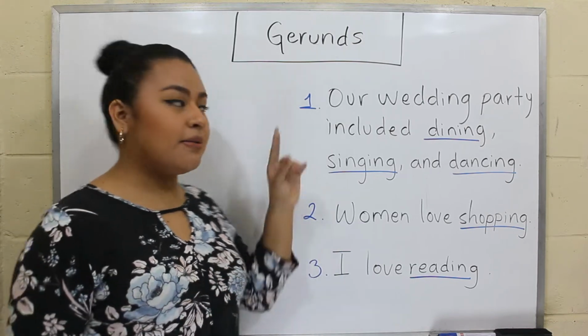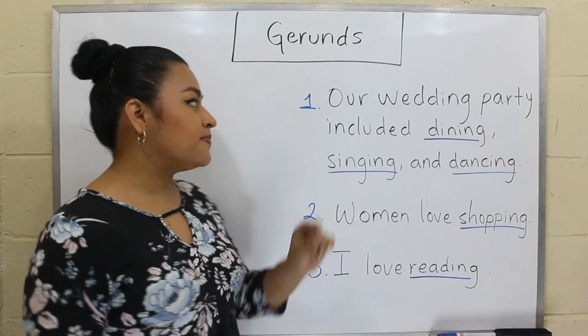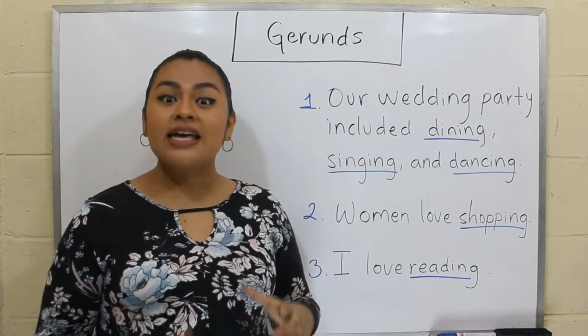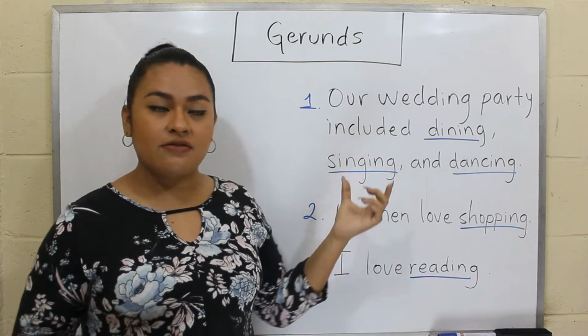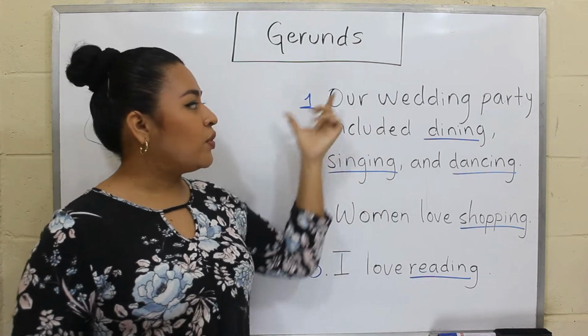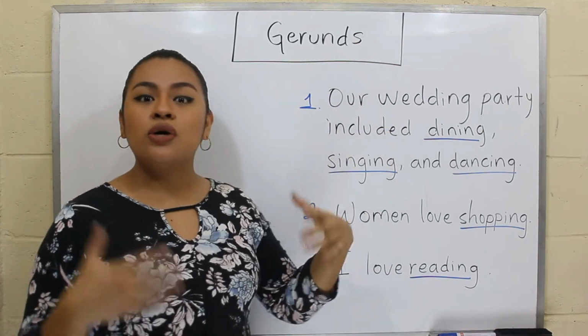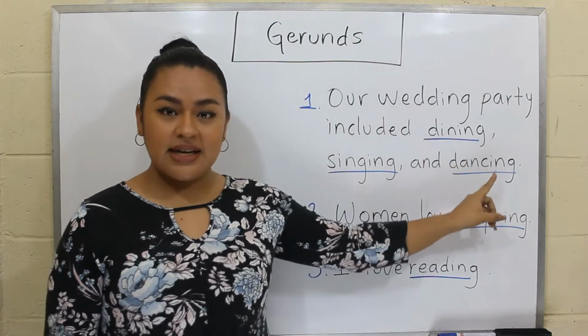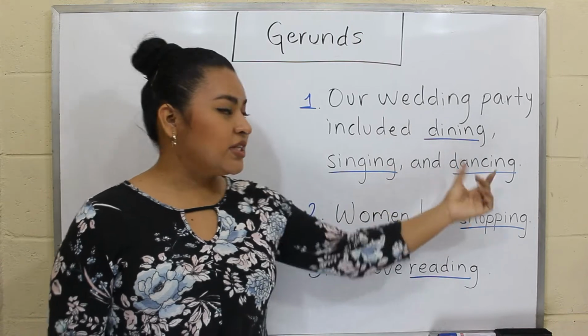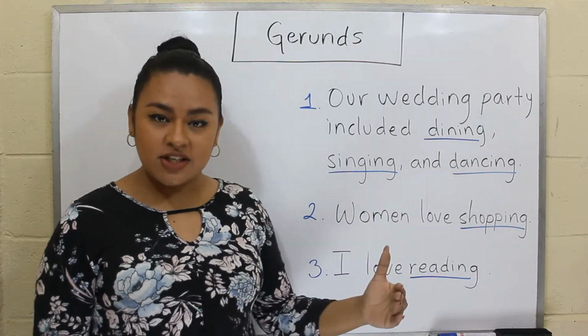So let's find the main verb in this sentence. Our wedding party is the subject of the sentence. So then we have the main verb, included. So our wedding party included what? Dining, singing, and dancing. So these three gerunds are the direct objects.